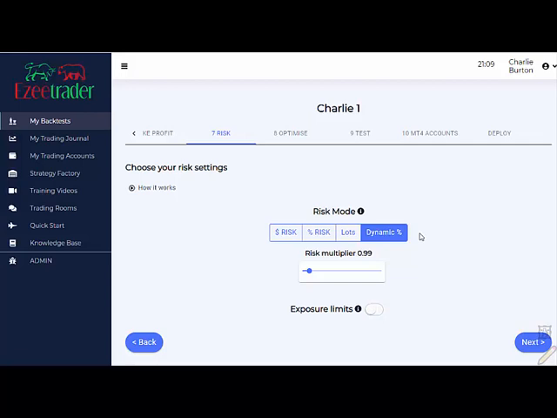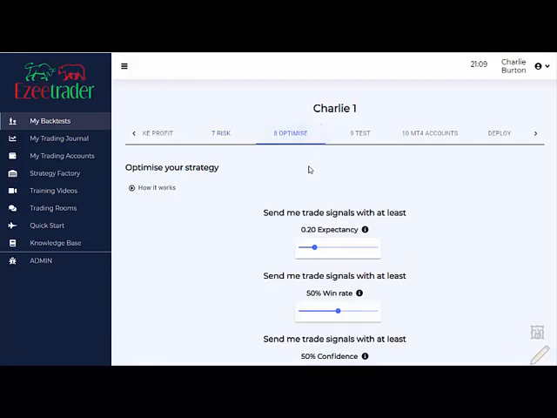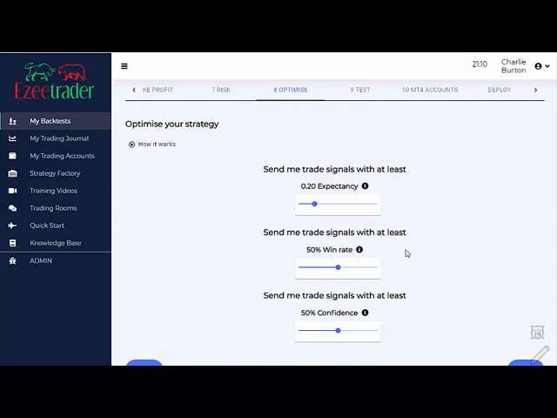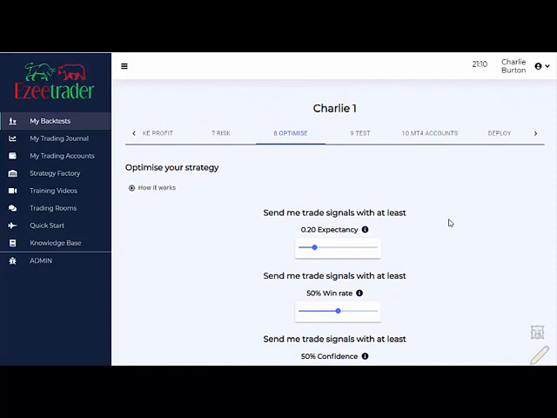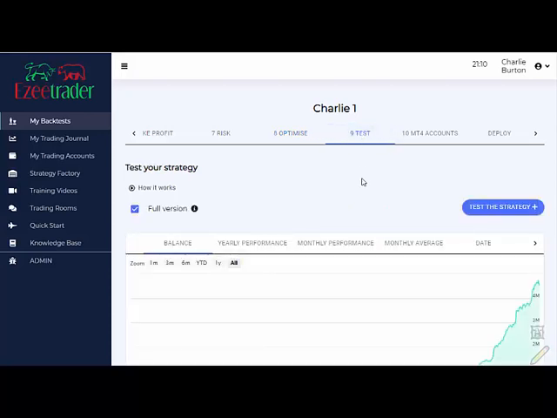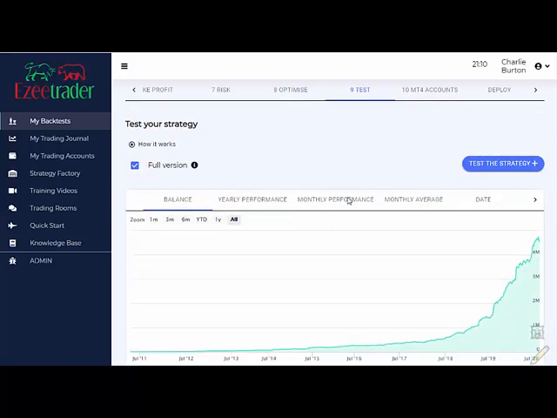I'll go through that with you in a minute. I can then look at things like expectancy and filter out any low expectancy trades, anything below, let's say, 0.2. I can say I only want signals with at least a 50% win rate and 50% confidence. Confidence is the number of back tests that it holds. Then I can click on test, and there we go, it's come up with a test.